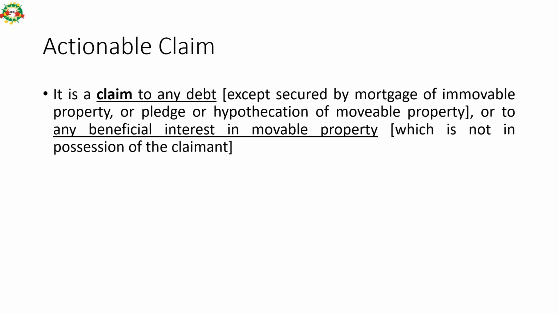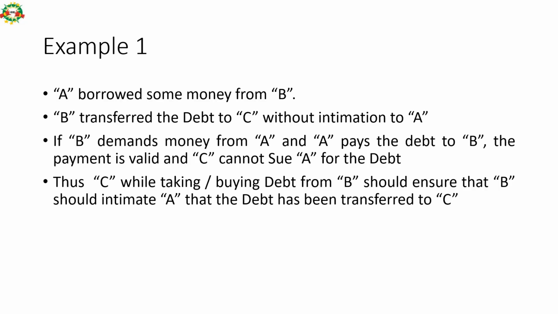And the last topic of the TP Act is actionable claims, sections 130 to 137. It is a claim to any debt, except a debt secured by mortgage of immovable property or pledge or hypothecation of movable property, or to any beneficial interest in movable property which is not in the possession of the claimant. So please note down this definition.